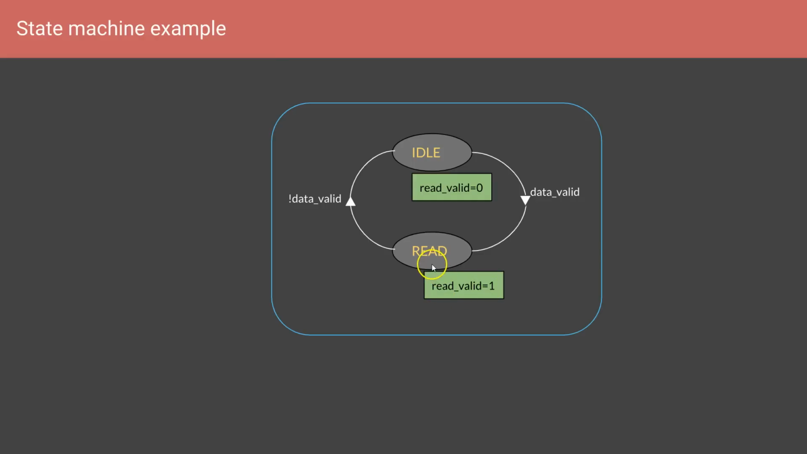Also assume that as long as the state machine is in the idle state, read valid will always be 0, and as long as the state machine is in the read state, read valid will be kept high on every clock cycle. Now we will see how to write SystemVerilog assertions for this state machine.